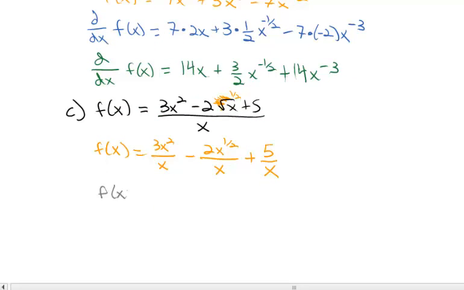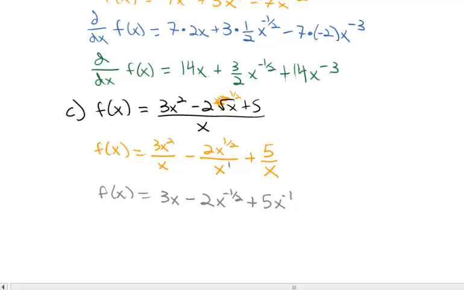And we can reduce these fractions. The first one, 2 minus 1, is 3x to the first, minus 2 times x to the, subtracting the exponents, 1/2 minus 1 is negative 1/2, plus 5x to the negative 1 to represent the fraction.